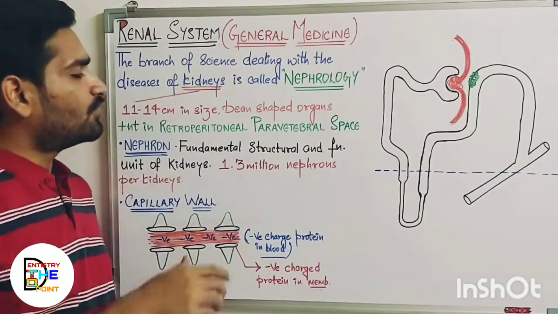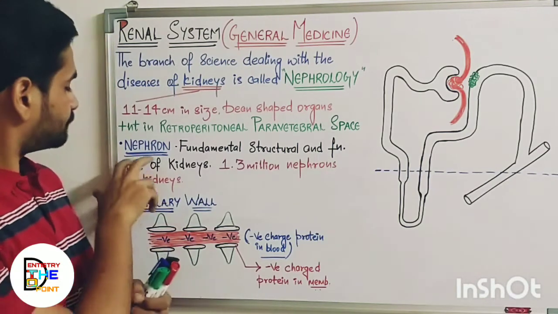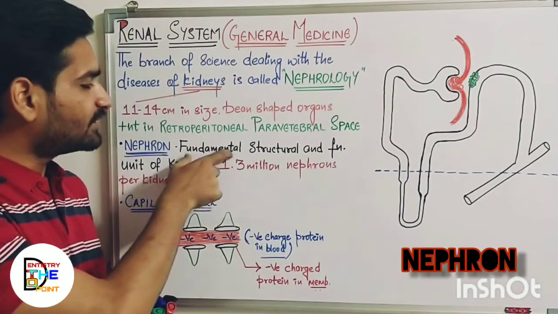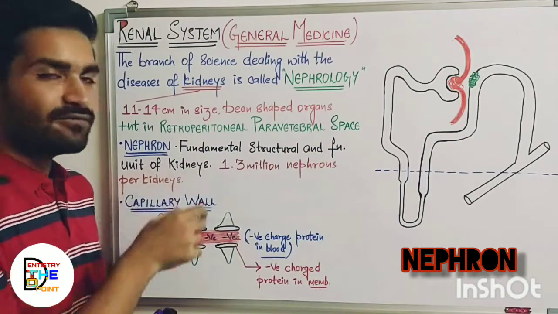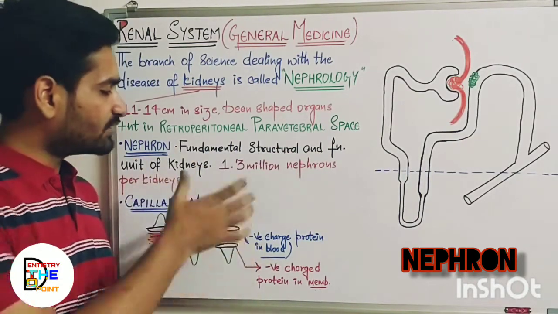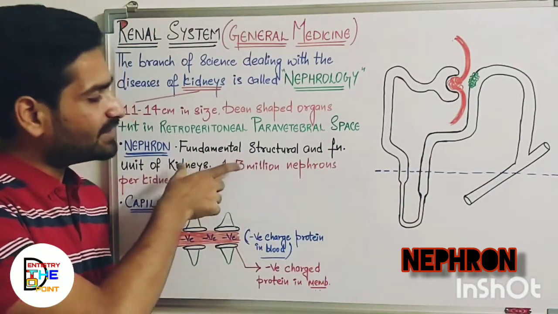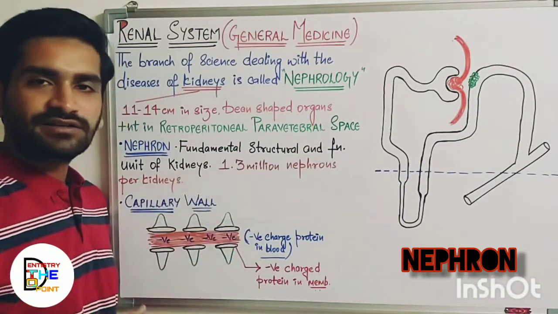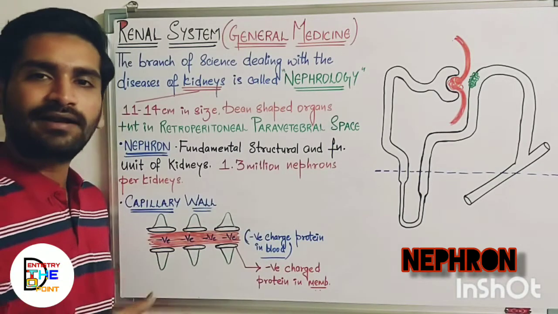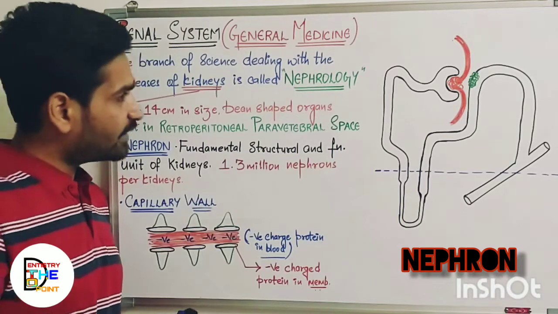They are 11 to 14 centimeters in size. We have a pair of kidneys, one on each side. So, nephron. Now what is a nephron? It is the basic, fundamental, structural and functional unit of kidneys. Whatever functions of the kidneys are carried out, they initiate with the nephron. There are 1.3 million nephrons present per kidney.